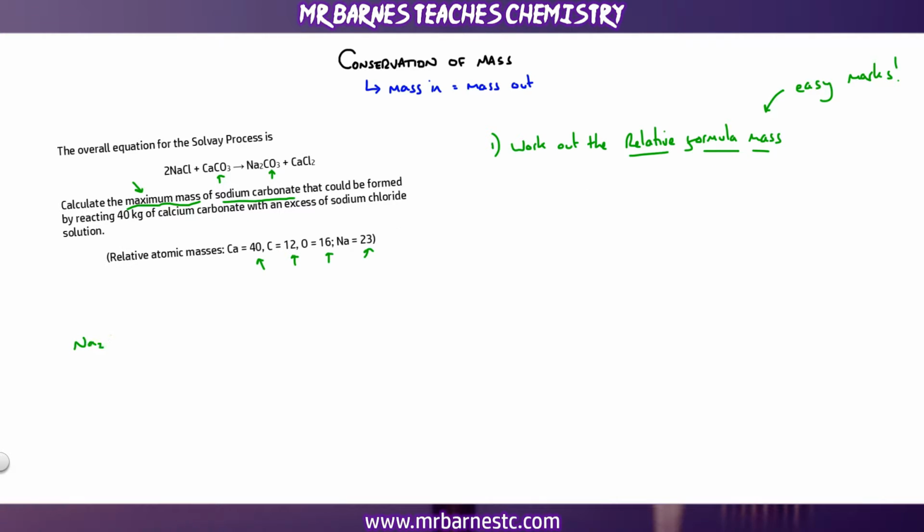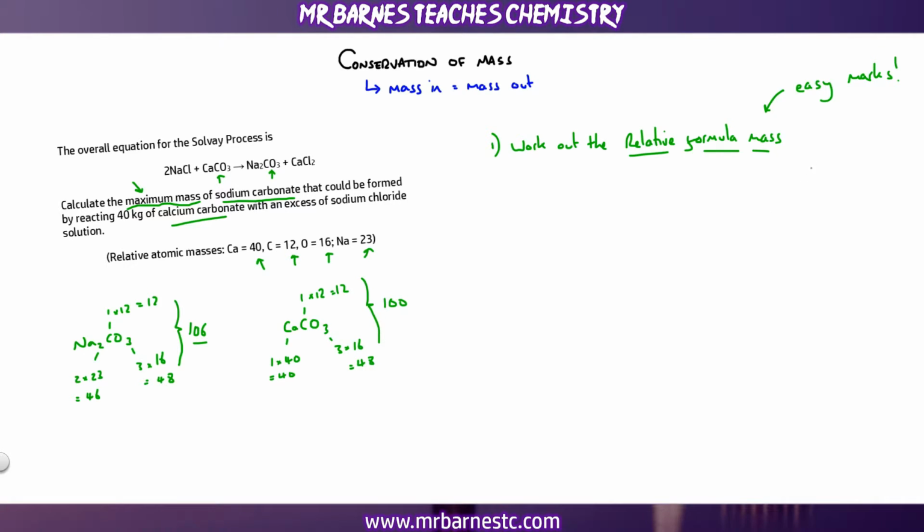So let's start off with sodium carbonate. I've got 2 sodiums, that's 2 times 23, which is 46. 1 carbon, 1 times 12 is 12, and 3 oxygens, 3 times 16 is 48. Add that all together, I get 106. And then calcium carbonate, that's the thing that we have. So CaCO3, 1 calcium, 1 times 40, 1 carbon, 1 times 12, and 3 oxygens, 3 times 16, which is 48. So that gives me 100.